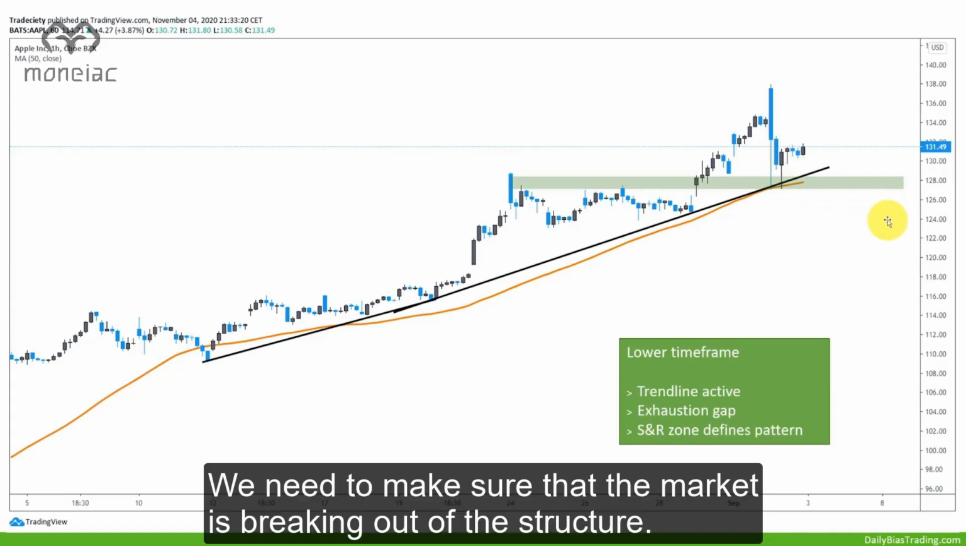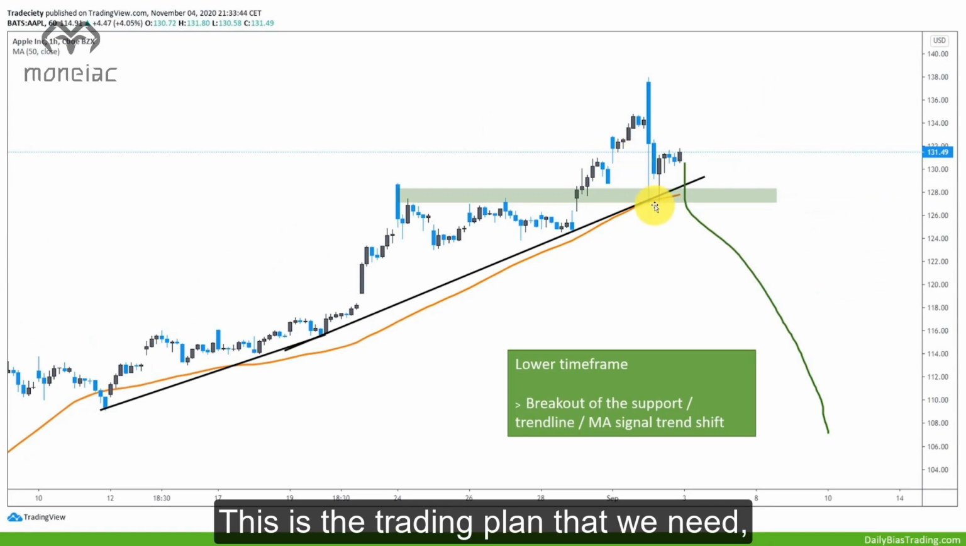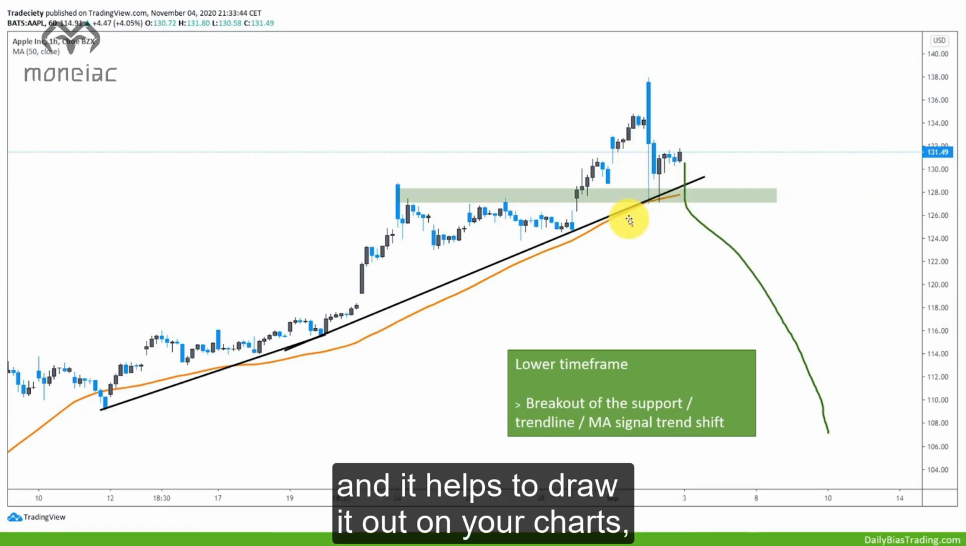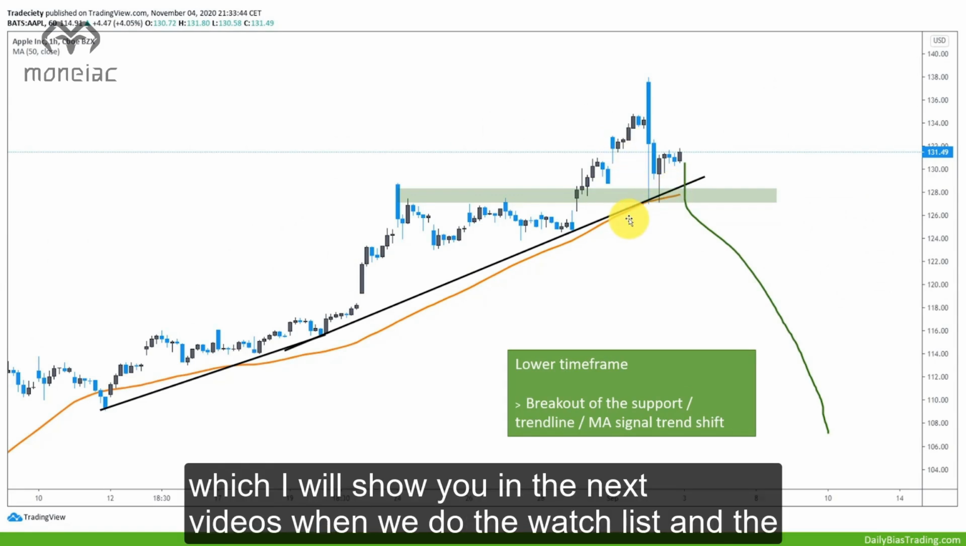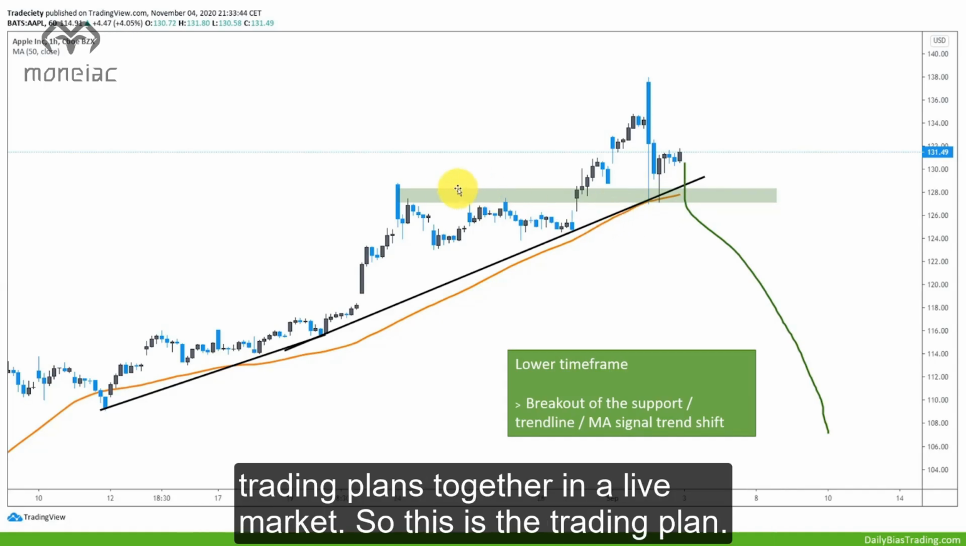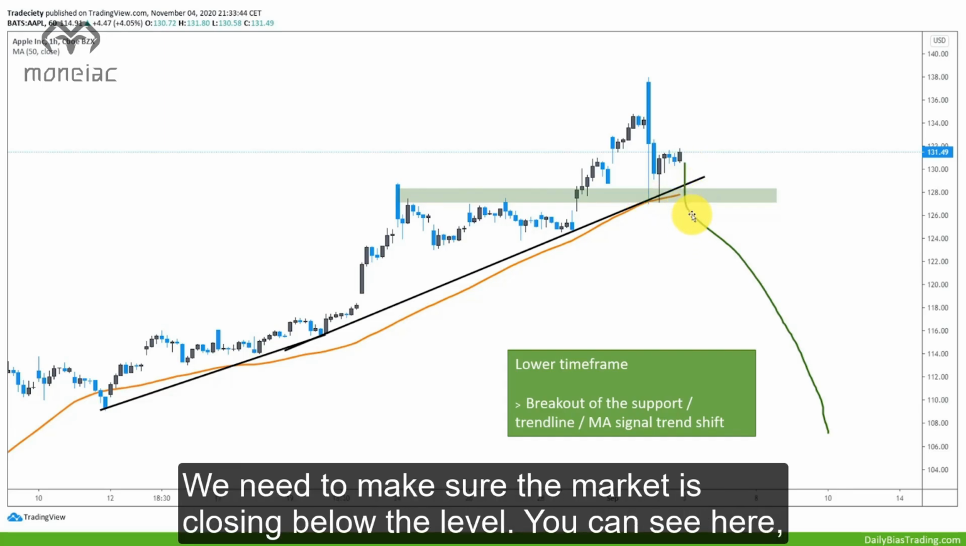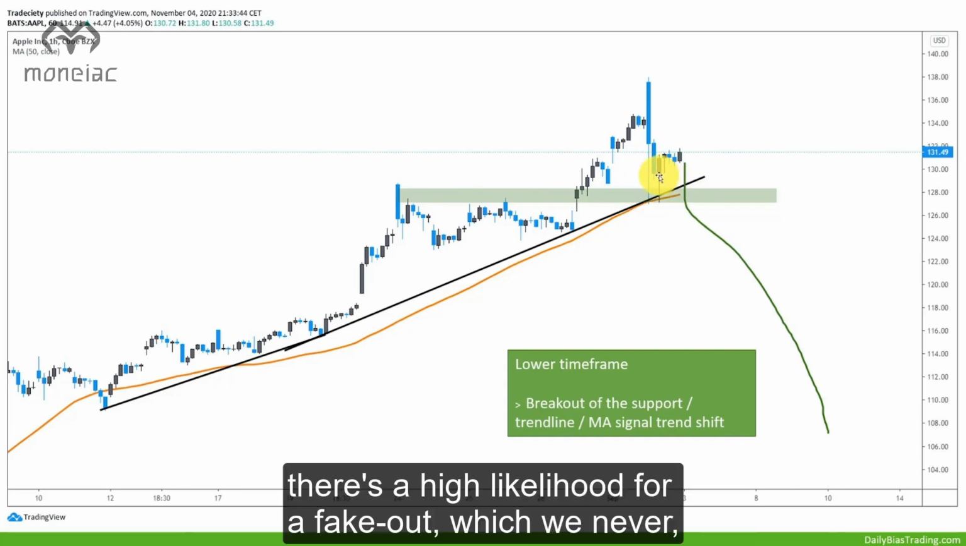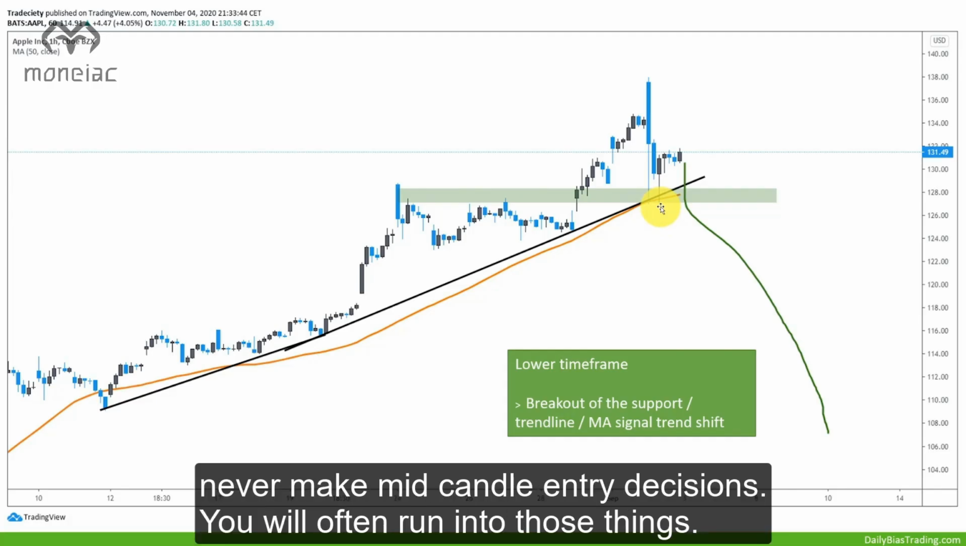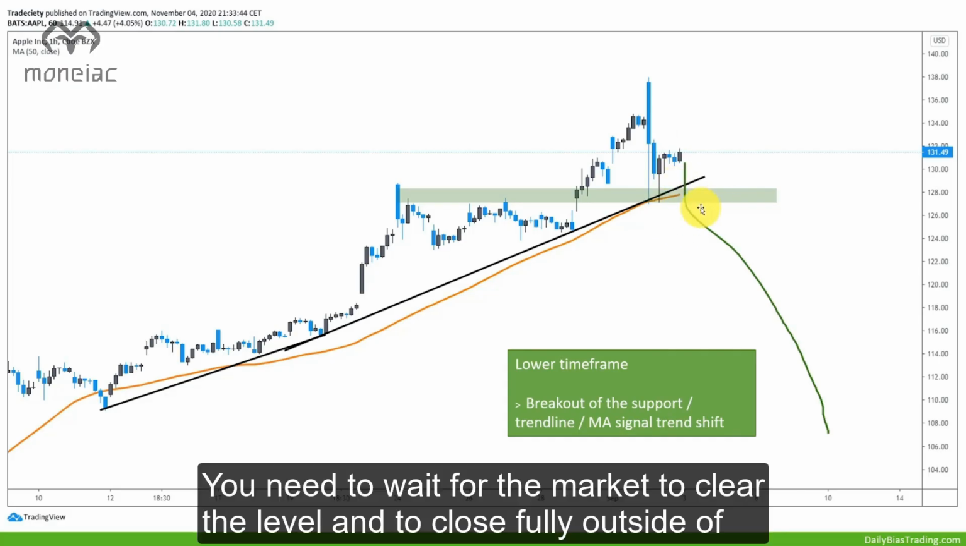We need to make sure that the market is breaking out of the structure. This is the trading plan that we need. And it helps to draw it out on your charts, which I will show you in the next videos when we do the watch list and the trading plans together in a live market. So this is the trading plan. We need to make sure the market is closing below the level. You can see here there's a high likelihood for a fake out, which is why we never make mid-candle entry decisions. You will often run into those things. You need to wait for the market to clear the level and to close fully outside of it.